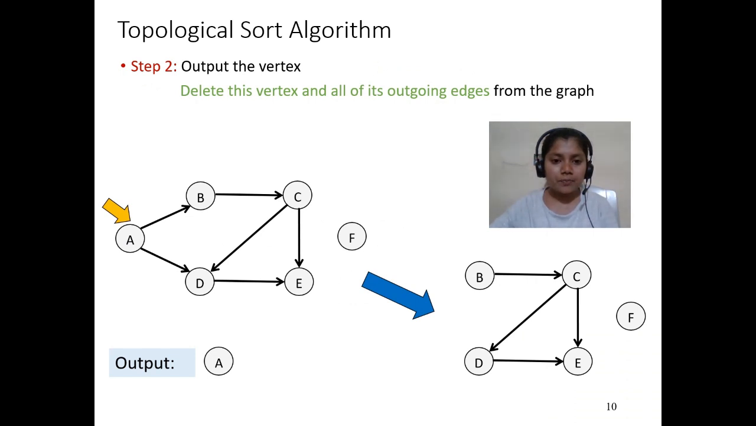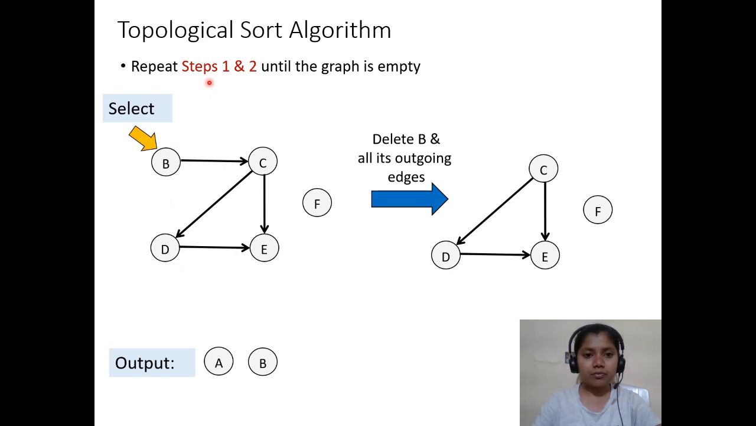Step 2: the selected vertex we have to delete, and the outgoing edges also we have to delete. So here is how it is represented, and we put that vertex to the output. So repeat step 1 and step 2 until the graph is empty.